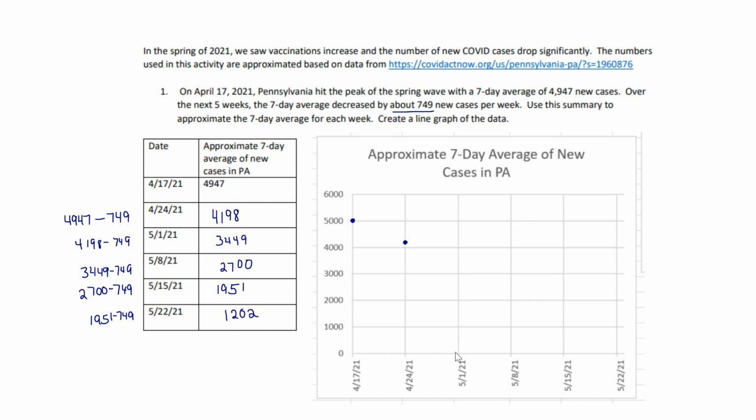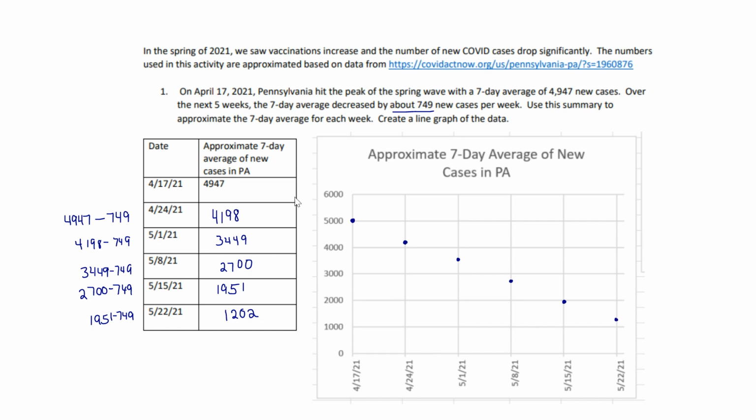By May 1st, I'm down to about 3,500, so I'm going to estimate the middle of that box. By May 8th, 2,700, so that's a little below 3,000. By May 15, I'm at 1,951, so really close to 2,000, just slightly under that. And by May 22nd, I'm down at 1,200, so a little above the 1,000 mark. So these are my best estimates.